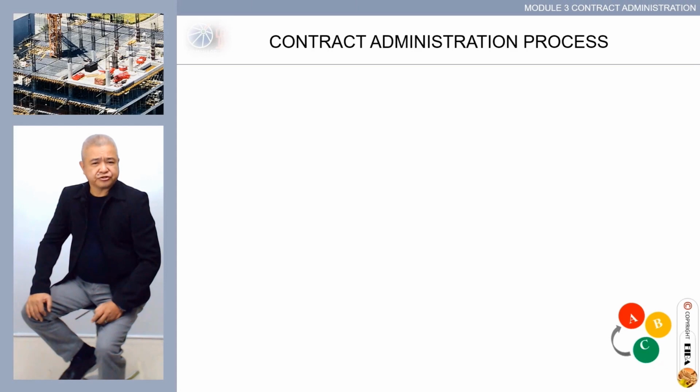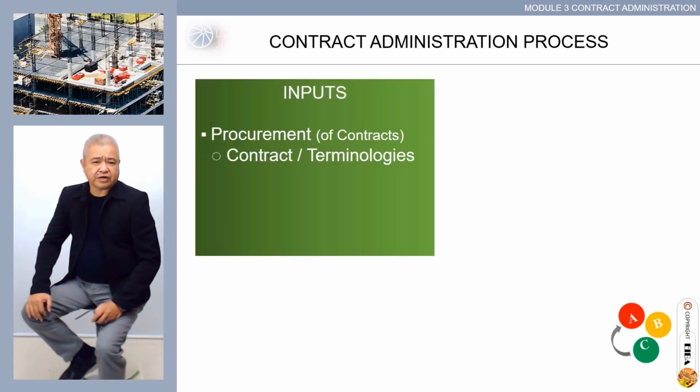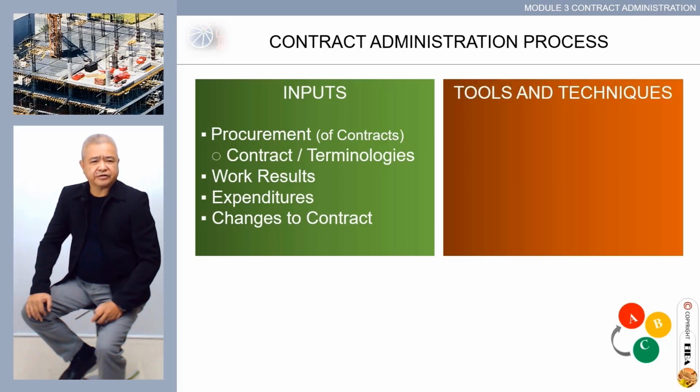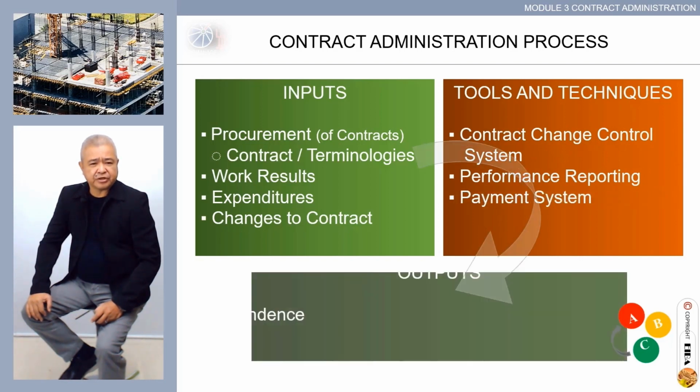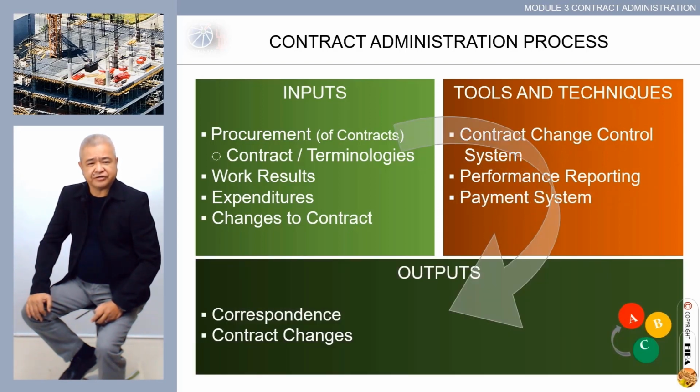The contract administration process contains the inputs: procurement of contracts with subsections, contract and terminologies; work results; expenditures; changes to contracts; the tools and techniques: contract change control system, performance reporting, payment system; and the outputs: correspondence, contract changes, payment.